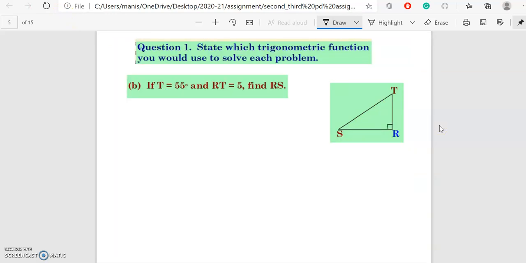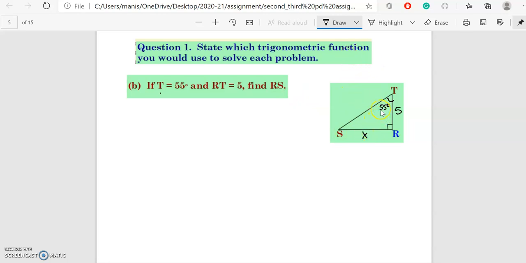Same thing: state which trigonometric function you would use to solve each problem. So they have given us, remember, uppercase T means it's an angle, and you can see 55 degrees. So uppercase T is 55 degrees, and RT is 5, and they want us to find RS. Let's make this X.